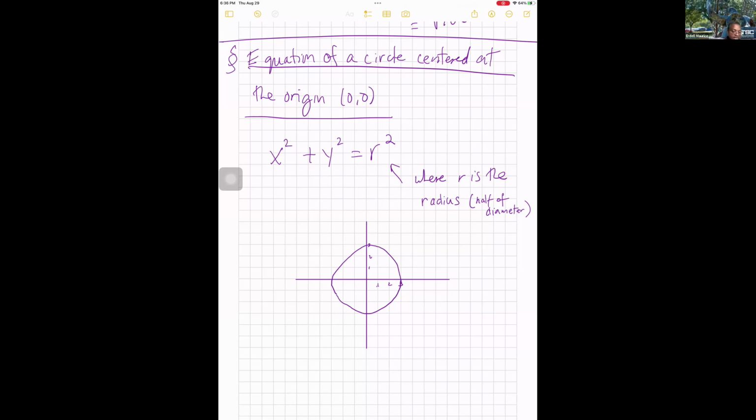But this circle is at the origin, and its radius, the length from the center to any edge, that radius is 3. And so the equation for this circle, it will be x squared plus y squared equals 3 squared, or x squared plus y squared equals 9. Questions there?